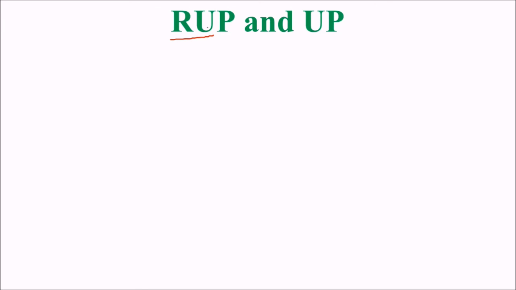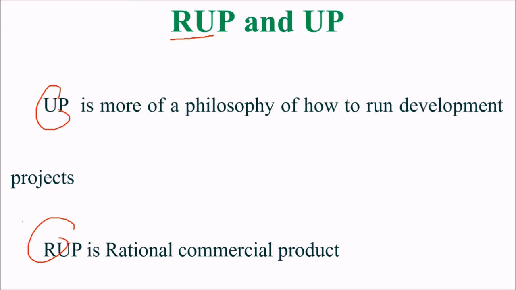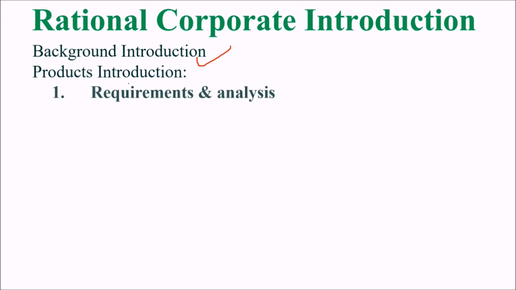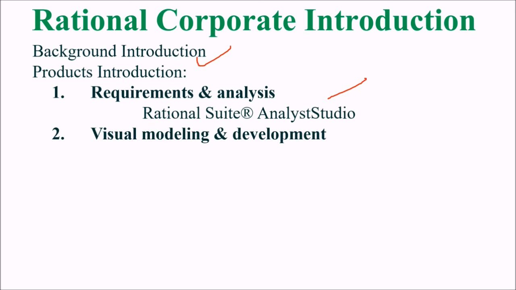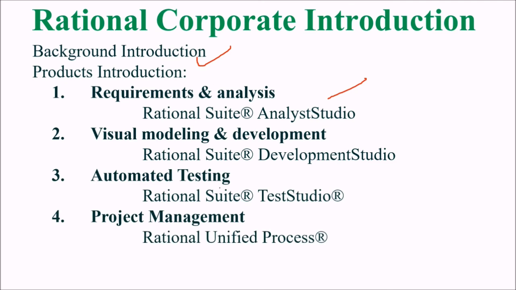Now, the Rational Unified Process and the unified process. UP is a philosophy of how to run development projects. RUP is the Rational commercial product, the commercial output of the unified process. Let us see the products Rational has. For requirements analysis, it is Analyst Studio. For visual modeling and development, it has Rational Suite Development Studio. For automated testing, it has Rational Suite Test Studio. For project management and configurable process, it has the Rational Unified Process.